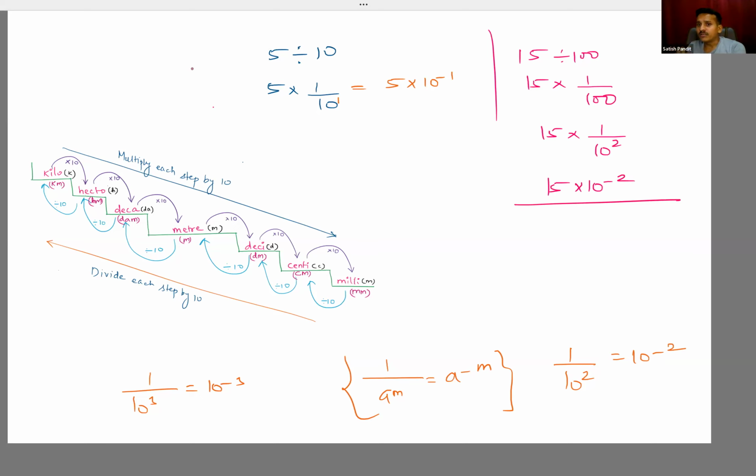So just remember, dividing by 100 means into 10 to the power minus 2. Dividing by 10 means 10 to the power minus 1. Yes or no? Dividing by 1000 means 10 to the power minus 3. Yes or no? Multiplying by 10 to the power minus 3. Okay. So now, let's do the conversion.